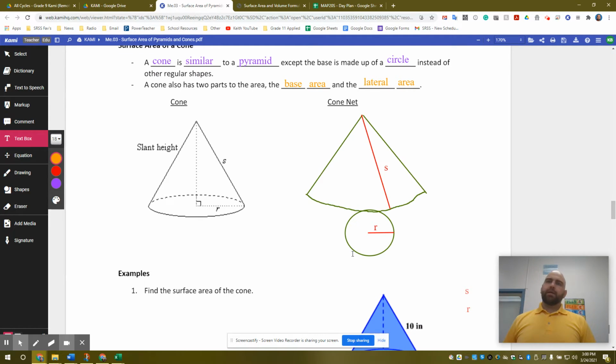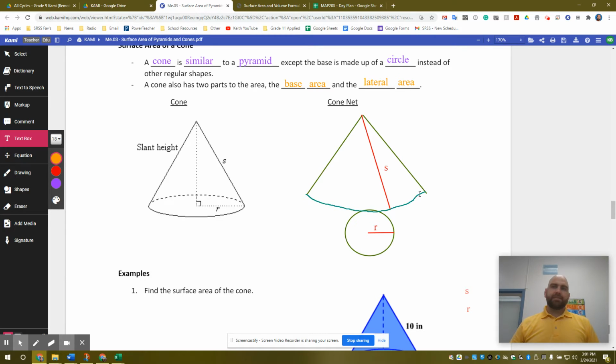To find the area of a cone, we need the radius of the circle, and we also need the slant height of this top piece. The slant height is the same throughout the entire lateral area, and we usually label it right along the side. If we're given the height, it's straight down. If we're given the slant height, it's along the side. So it's a little easier to see than with a pyramid. Finding the area of the circle is something we should recognize: pi r squared.